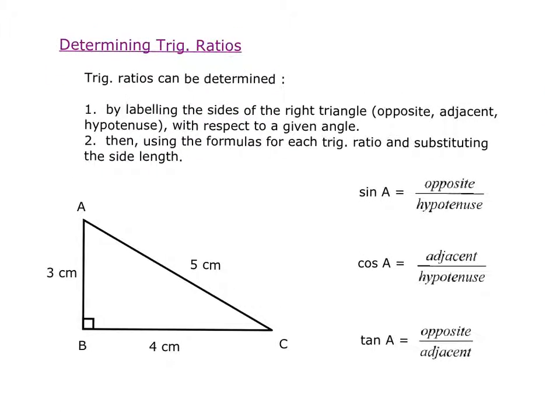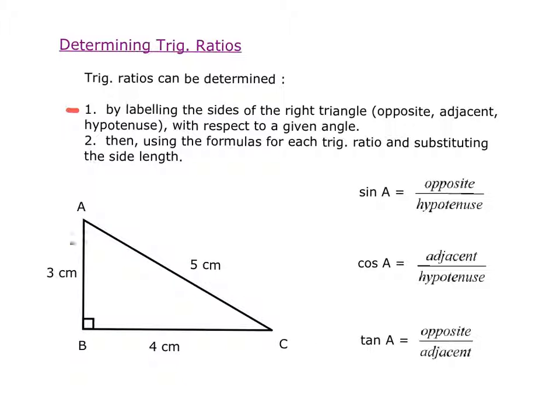Determining trig ratios. As I said, we're going to be looking at the three trig ratios: cosine, sine, and tangent. And trig ratios can be determined by labeling the sides of a right triangle, opposite, adjacent, hypotenuse, with respect to the given angle. So this is really, really important. Number one is with respect to the given angle.